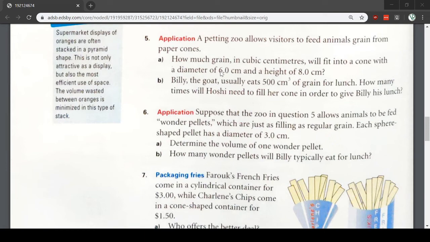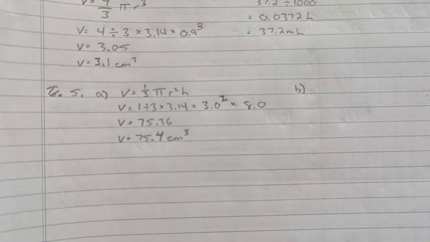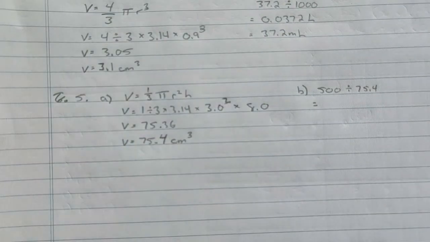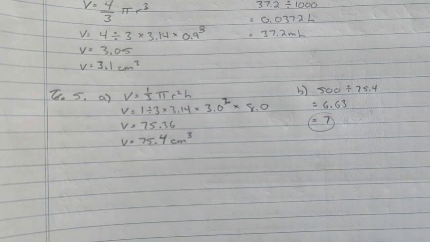So in part B, we need 500 cubic centimeters. So 500 divided by 75.4 is going to get us the number of times we have to fill that cone. It's going to get us about 6.63. And we're likely to fill this up all the way each time, so we're going to round that up to 7. So you're going to have to fill that cone 7 times.